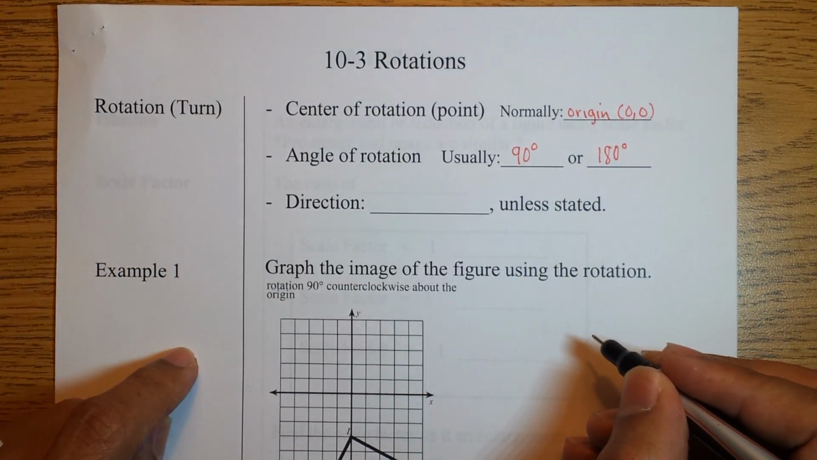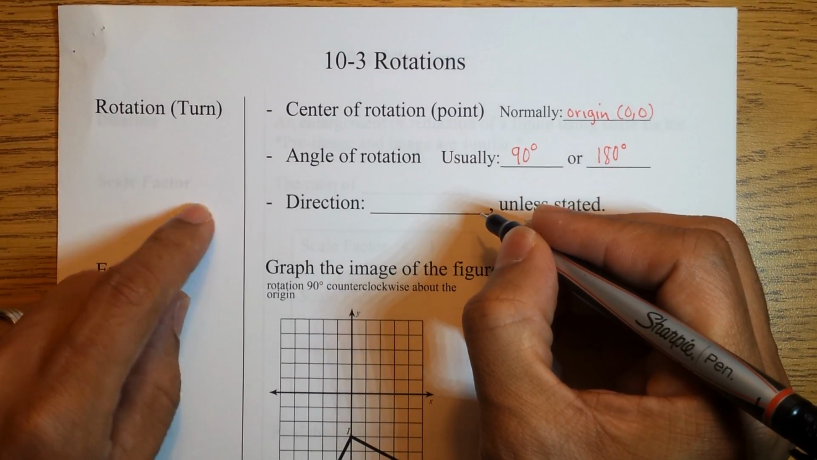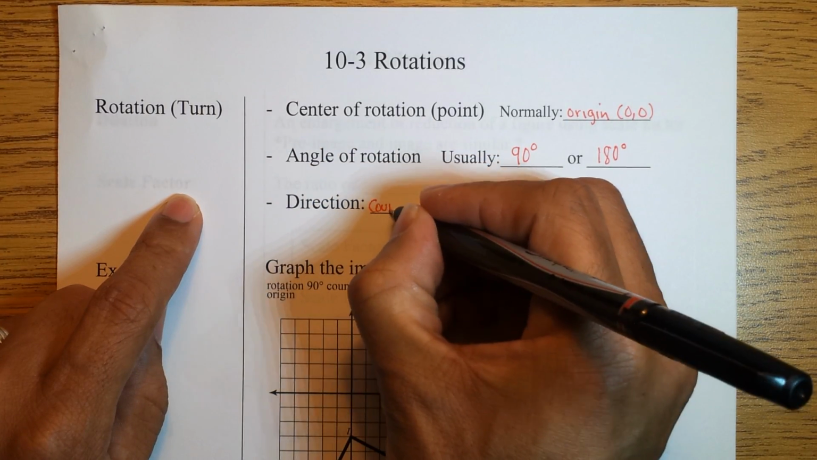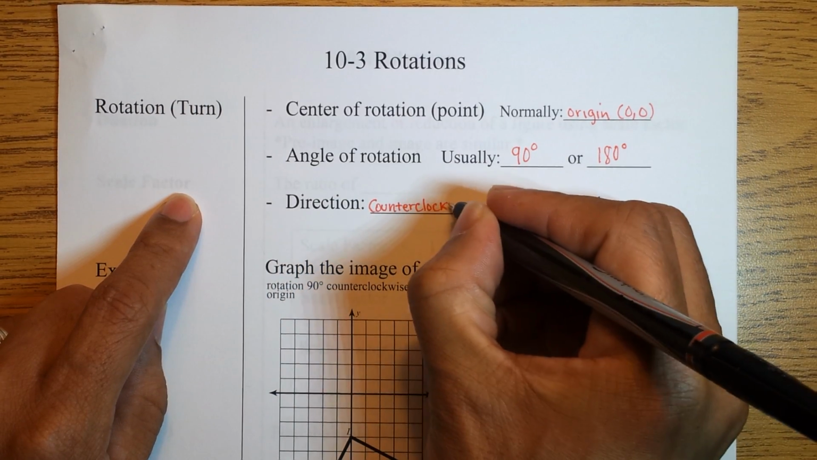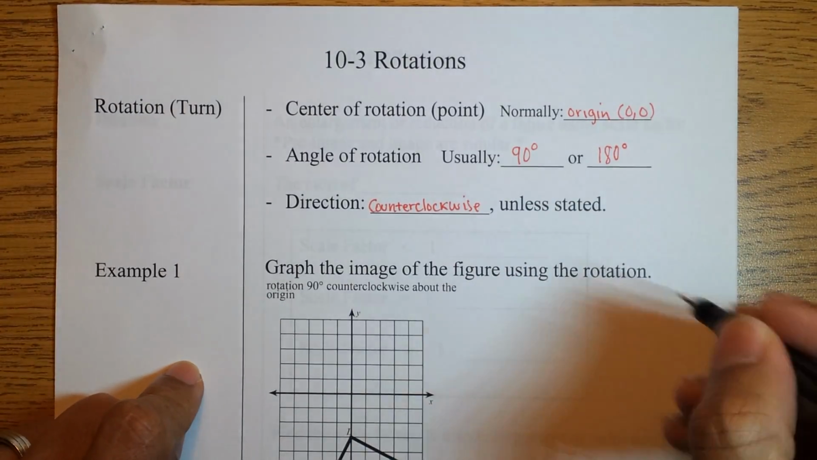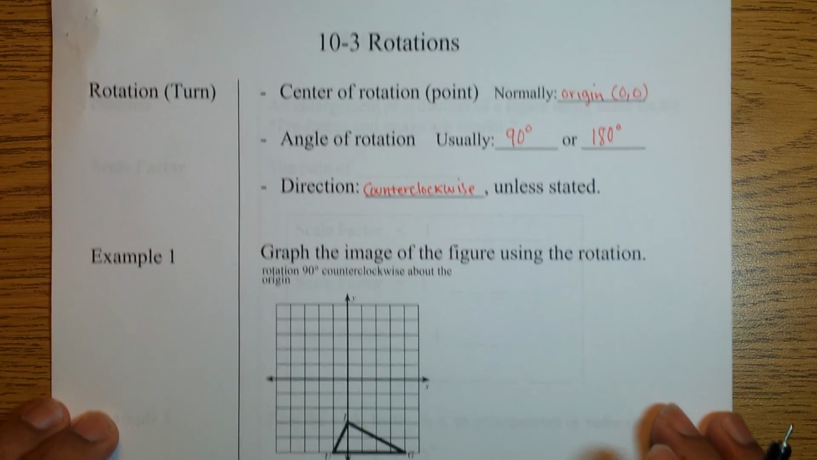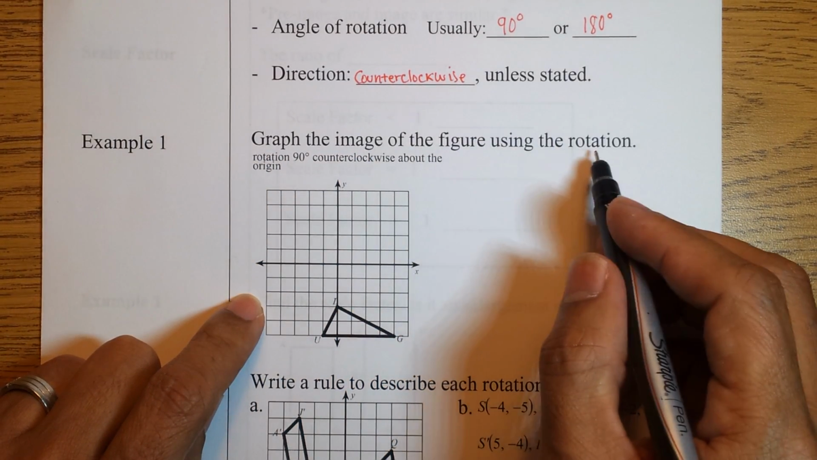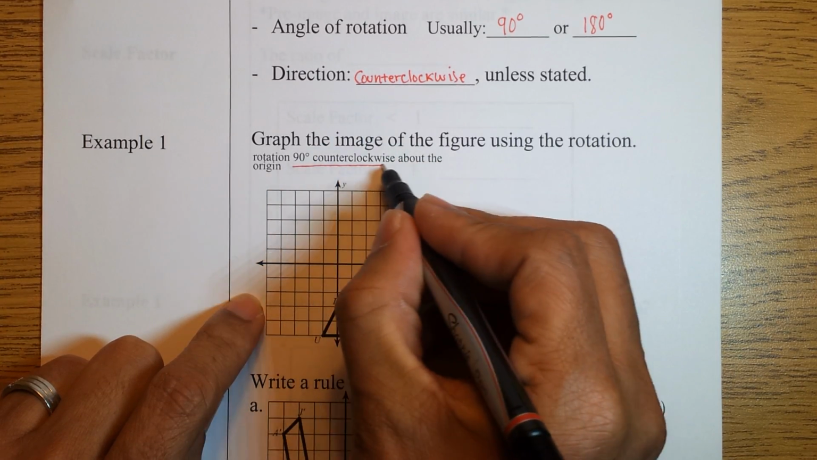Of course, we can do rotations of 270 degrees and also 360 degrees, which is one full rotation. We only do counterclockwise if it is stated. If it says the rotation is counterclockwise, that's what we do. So, for example, we're asked to graph the image of the figure using the rotation, and the rotation is 90 degrees counterclockwise.